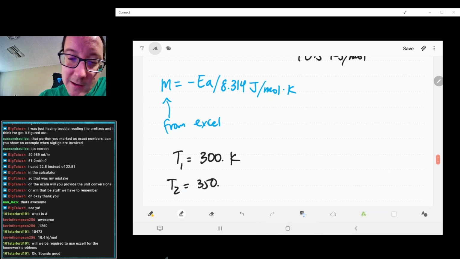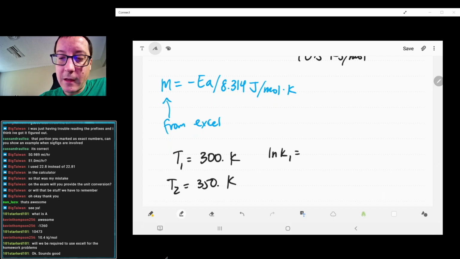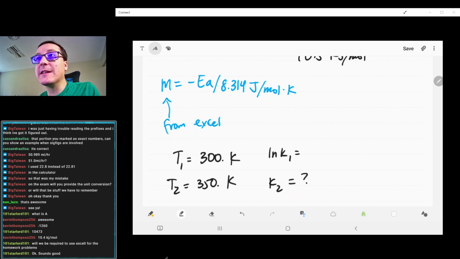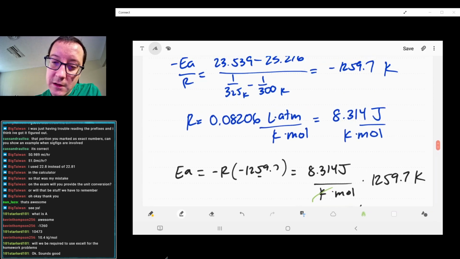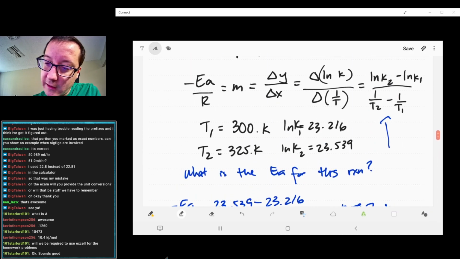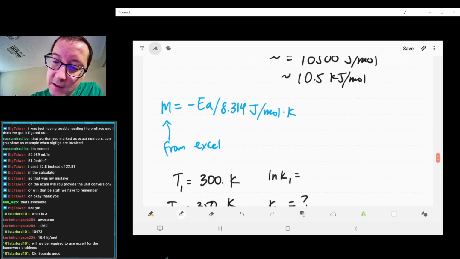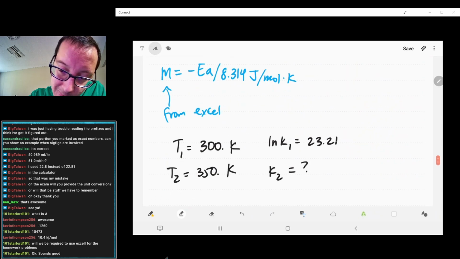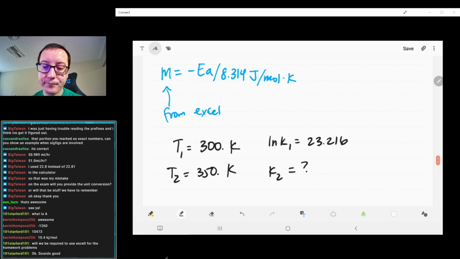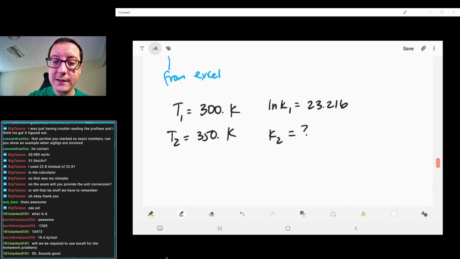Anyways, that aside, let's say now we had that same problem. Let's go ahead and see if we can figure out what the second rate constant will be at a different temperature. So I forgot what our first one was. ln K1 was 23.216. Okay. We can figure out what our rate constant will be at a higher temperature using the second equation there.